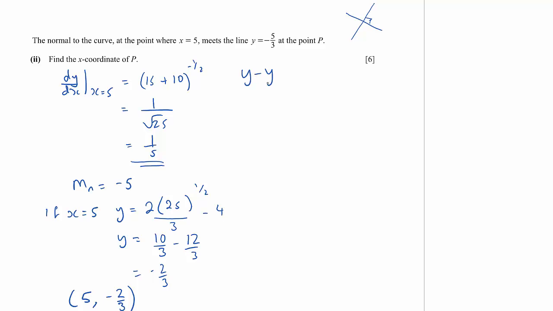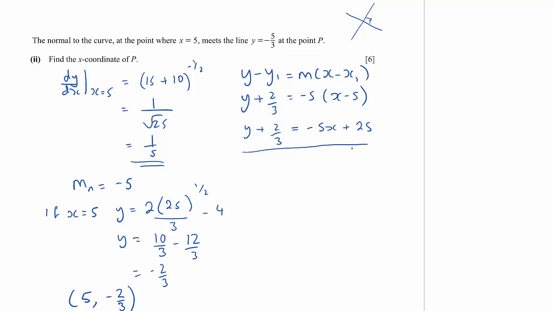So we can use y minus y1 is equal to m(x minus x1). So y plus 2/3 will be -5 times (x take away 5). So y plus 2/3 is equal to -5x plus 25. Now we don't need to actually simplify that. We want to find the x-coordinate when y is -5/3.